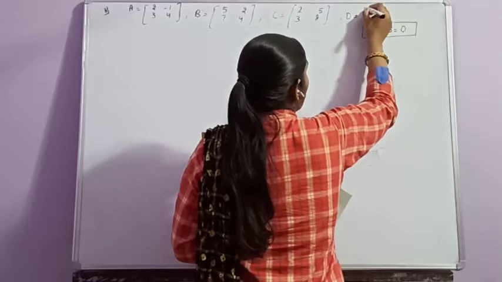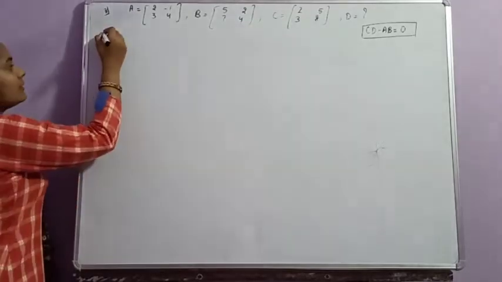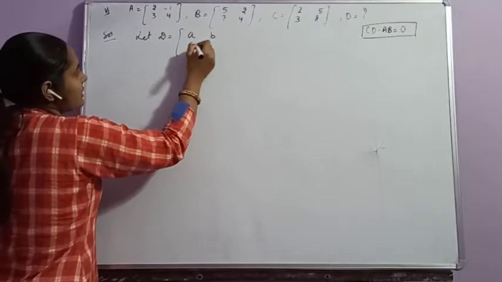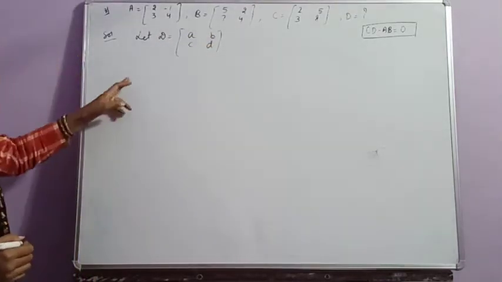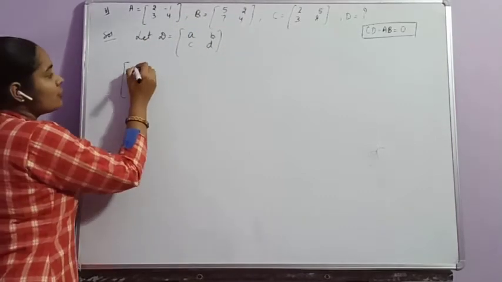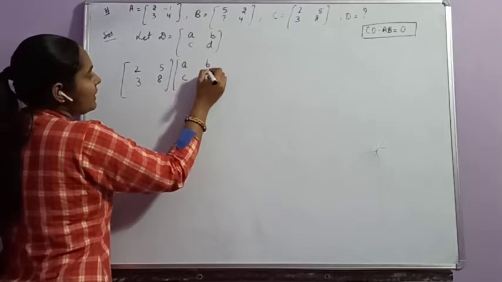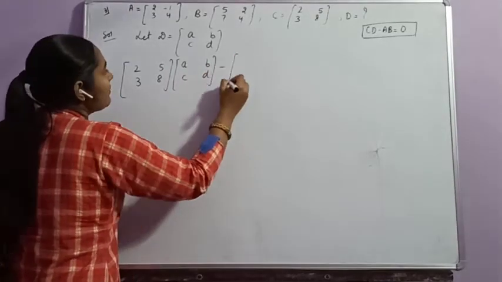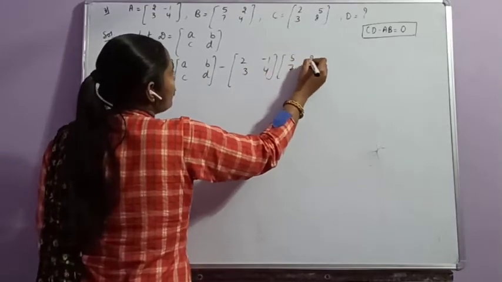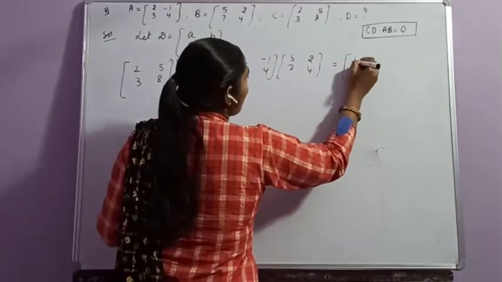So D matrix will be of order 2. Let us consider D matrix equal to [a, b; c, d]. Clear? Now we put the values of A, B, C and D matrices in the given equation. C is [2, 3; 5, 8] into D matrix, that is [a, b; c, d], minus A matrix [2, 3; -1, 4] and B matrix [5, 7; 2, 4]. Clear? That is equal to the 0 matrix, which is of order 2.